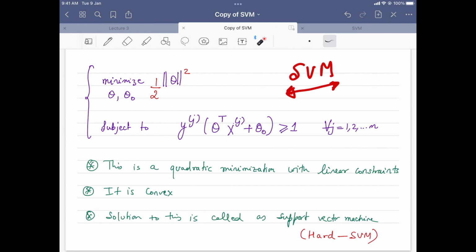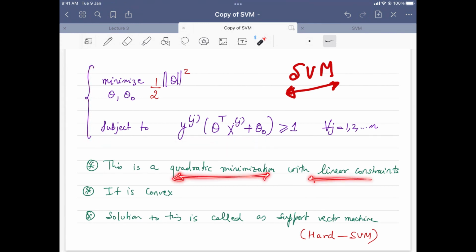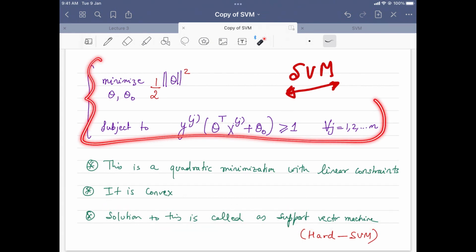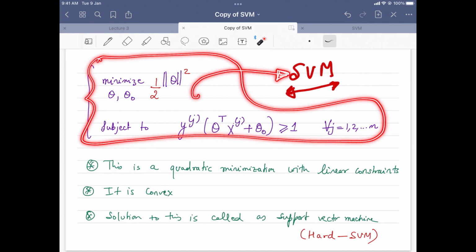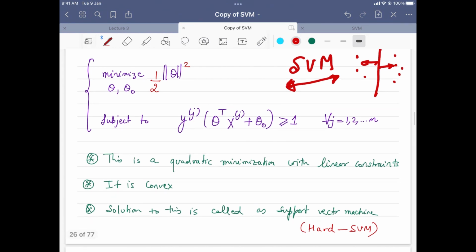But what we observe here related to this optimization problem is that it's a quadratic minimization with linear constraints. So your constraints are linear and the objective function that you are trying to minimize is quadratic. It's a convex function and the solution to this is called support vector machine. So if you solve this particular optimization problem, the solution will be the support vector machine solution. And what is that? The solution is to get the margin which is maximum from both sides. We will get that solution, and it is also called hard SVM.